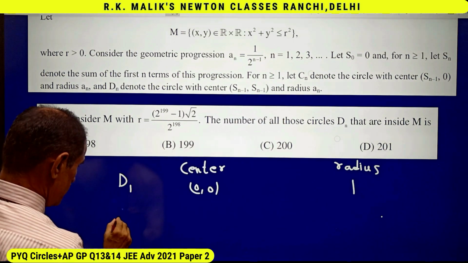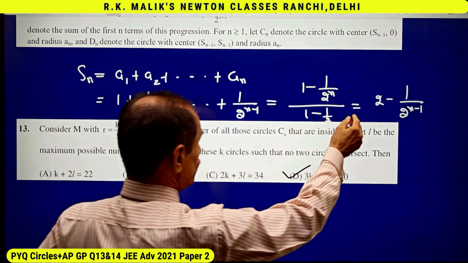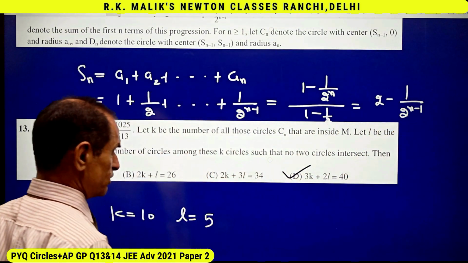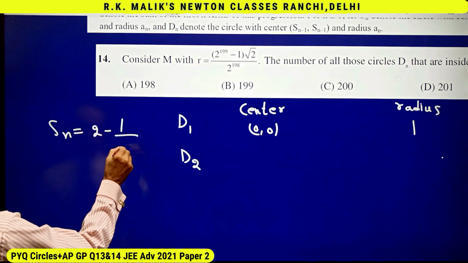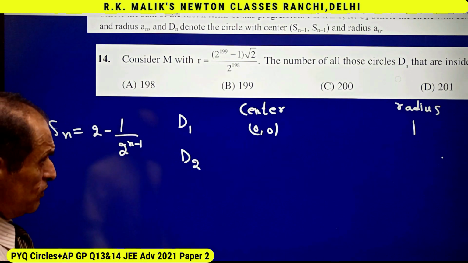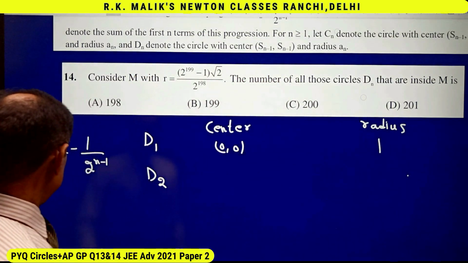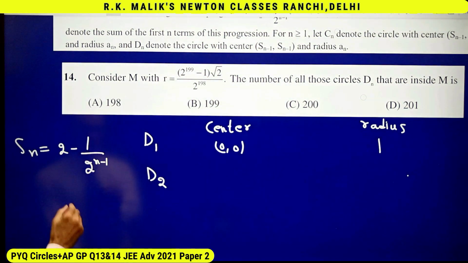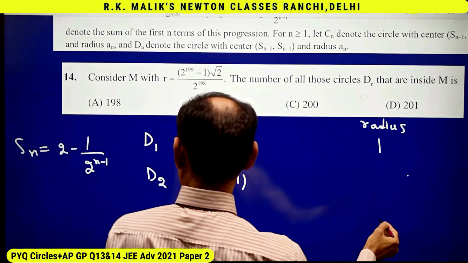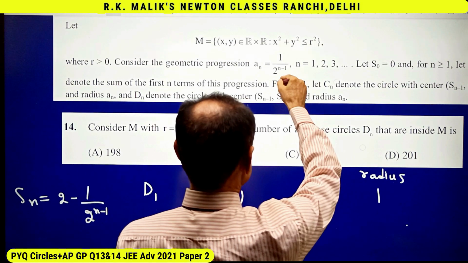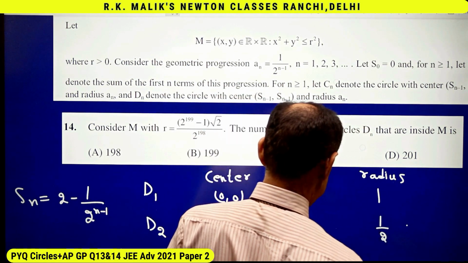And radius of this circle is An, and An is 1 by 2 to the power n minus 1, that is 1. For the circle D2, as I had found, Sn is equal to 2 minus 1 by 2 to the power n minus 1. And because for D2, center is S1, S1, and the value of S1 is 1, therefore it will be 1, 1, and radius of this will be 1 by 2 to the power n minus 1, means 1 by 2.